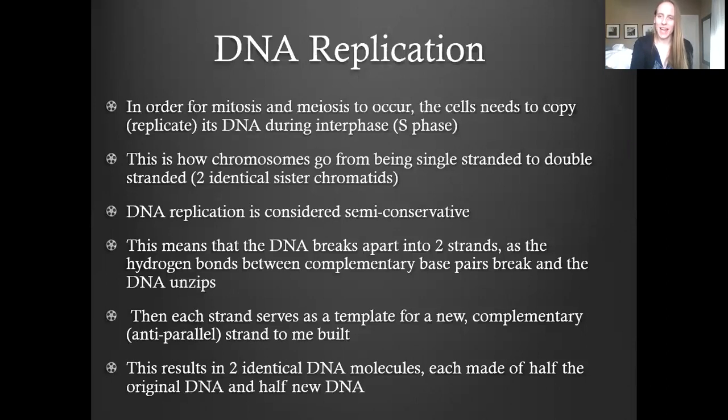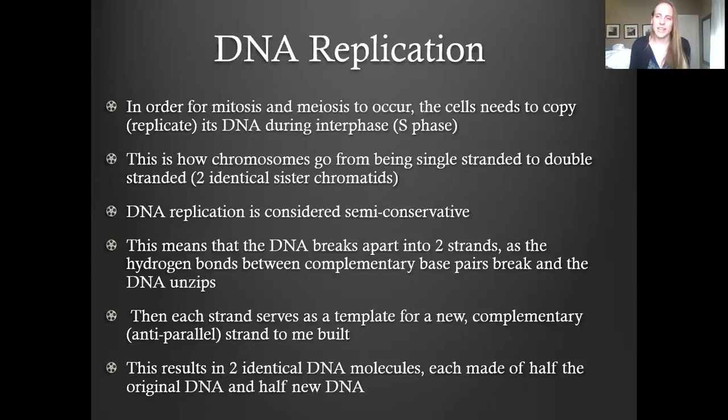So DNA replication has to happen before any type of cell division can occur, whether that's meiosis or mitosis. In order for that division to happen, there has to be 2 copies of all of the DNA. So essentially that's how you go from a single-stranded chromosome to a double-stranded chromosome that can then get pulled apart during the division process. So yeah, when DNA replicates, that is when we make the sister chromatid to our single-stranded DNA.